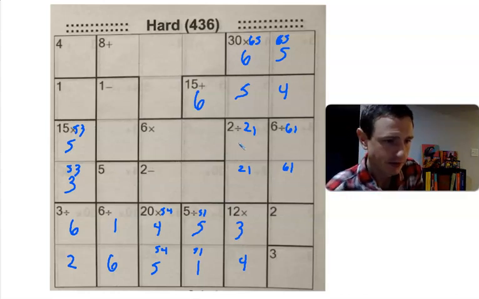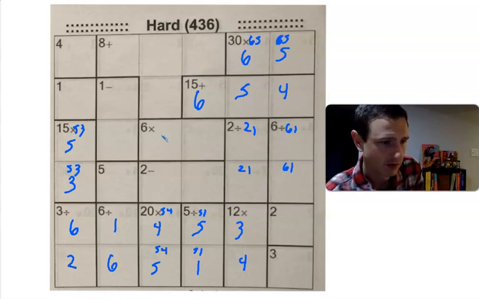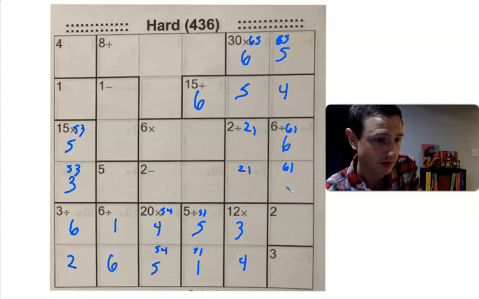Can I put a 6 somewhere here? So this could still be 6-1. Oh wait, this cannot be 6-1. I was going to say this could be 6-1 still, but this cannot, because if this is 6, this has to be 1. 1's already here, so this has to be a 6, because 6 is in this column. Can't. So this has to be 6-1.